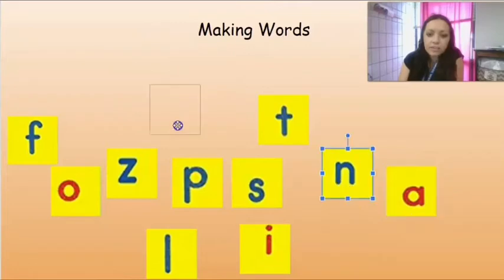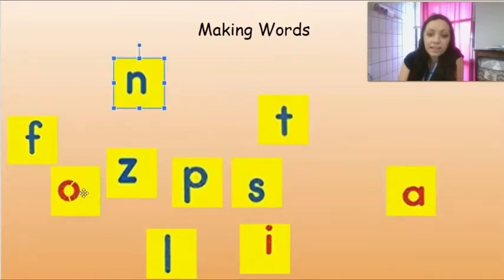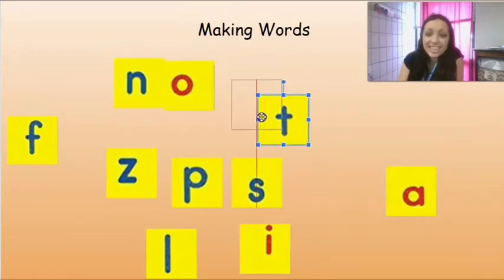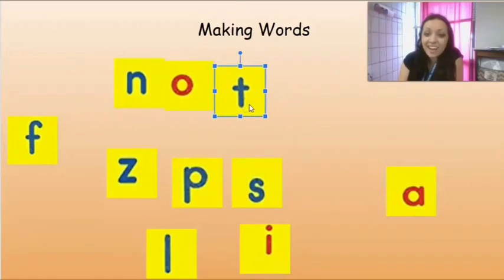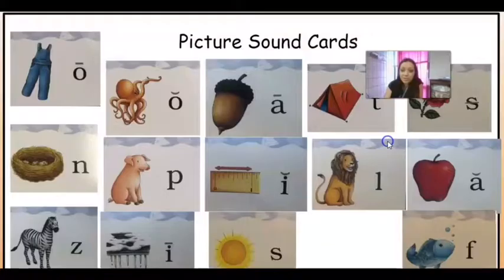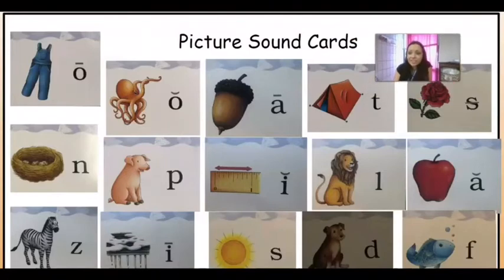What if I start with an N and I add an O? N, O. What letter could I add? T. Very good. And then I would have N, O, T. Not. Perfect. Good job making words. All right, now that we made some words, we're going to go ahead and move on with what we were doing.